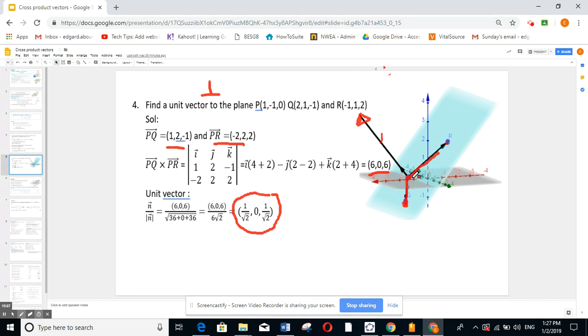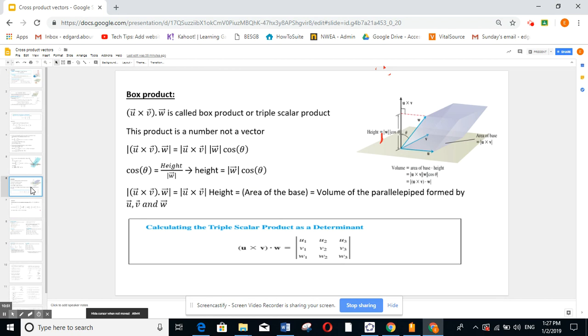So from now on, any vector you want to find perpendicular to a plane, or perpendicular to three points in that plane, you do U cross V or V cross U. So let us continue now.